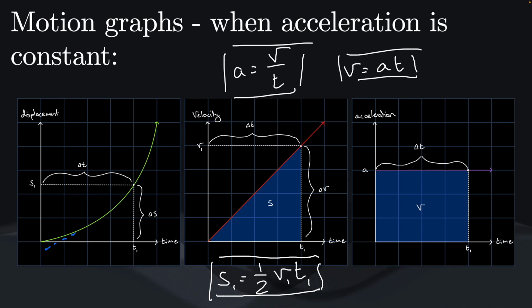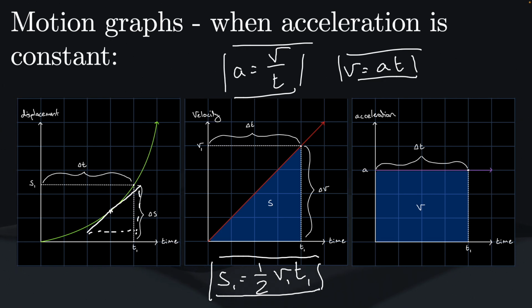So therefore, what we can say here is we can find the velocity at any given point by finding the gradient of this at any given point. So if we draw a little line there and draw a tangent line, we can find the velocity by doing the change in displacement divided by the change in time at that given point. And there you go. That is motion graphs when acceleration is constant.